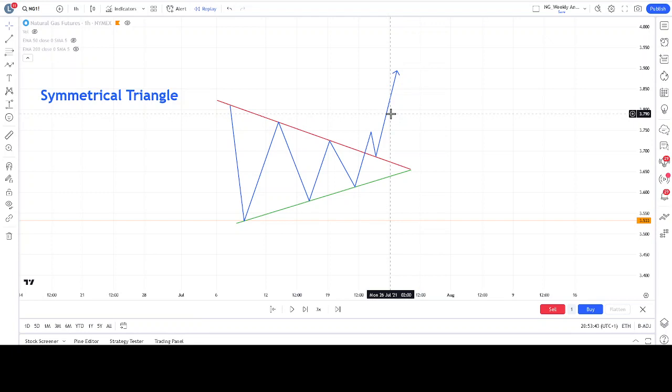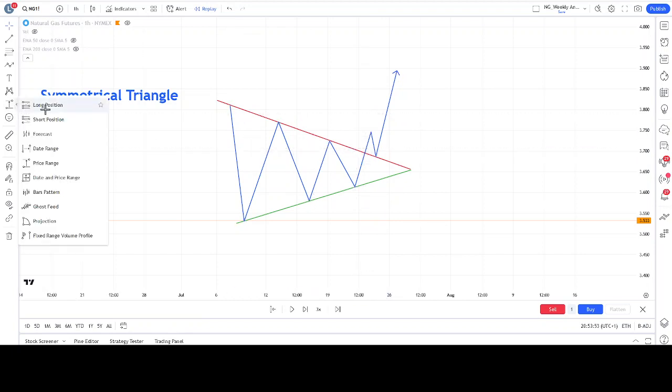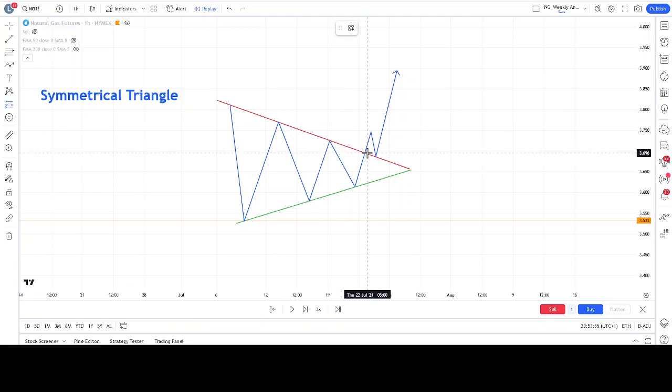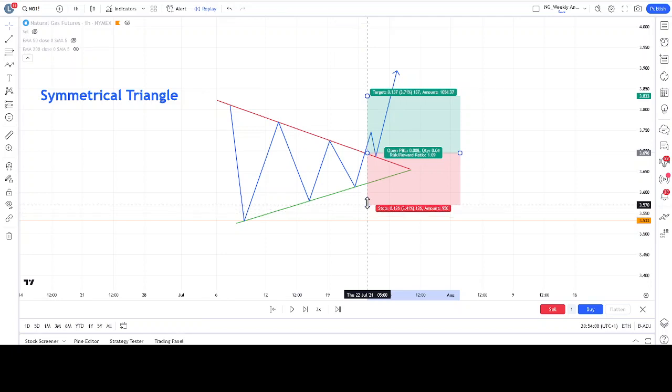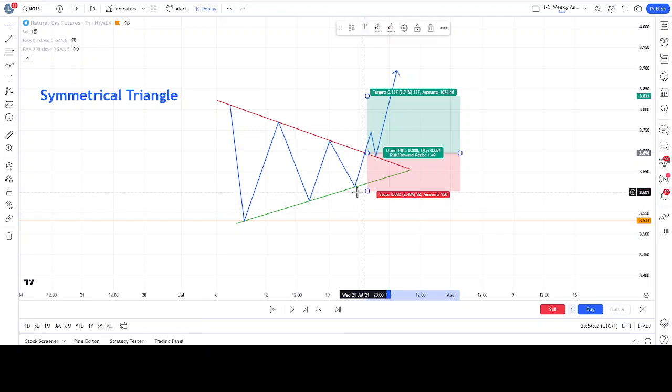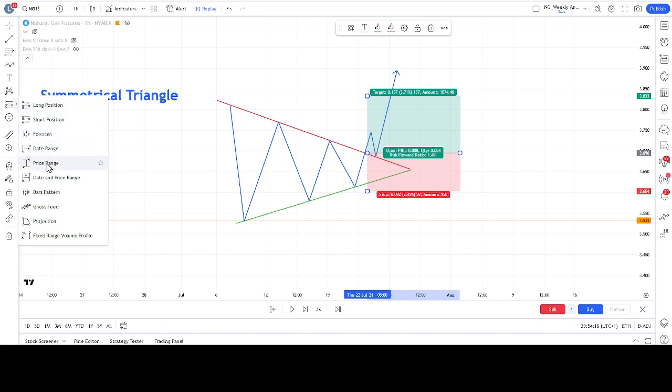Now, how do I trade a symmetrical triangle? Let's take our example. So we have broken out at this particular zone. So let me take a long position and put it here at the retest. The stop loss would be just below the price which was supported last by the supporting trend line. So this is where it was supported last, so my stop loss is just below it, and my target would be the height of the triangle.